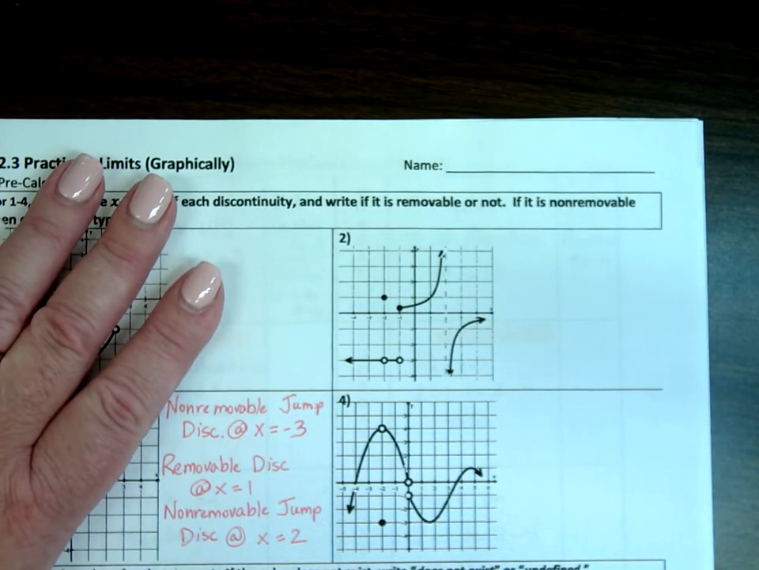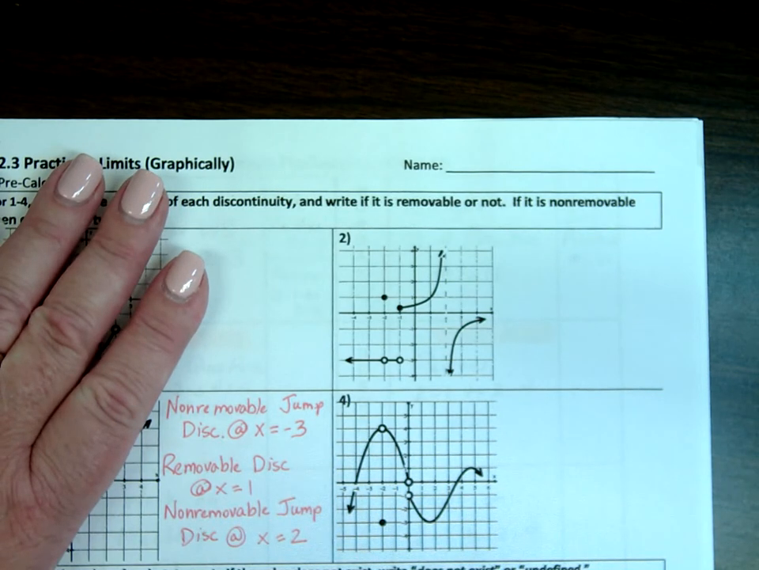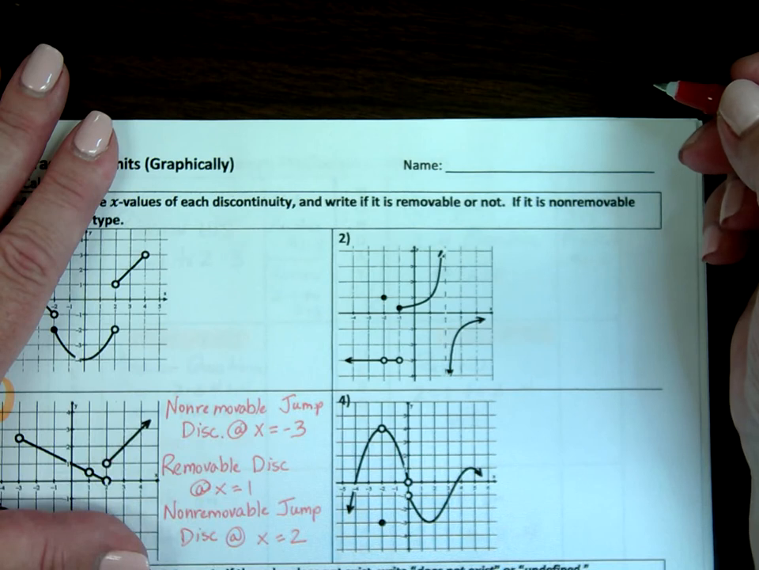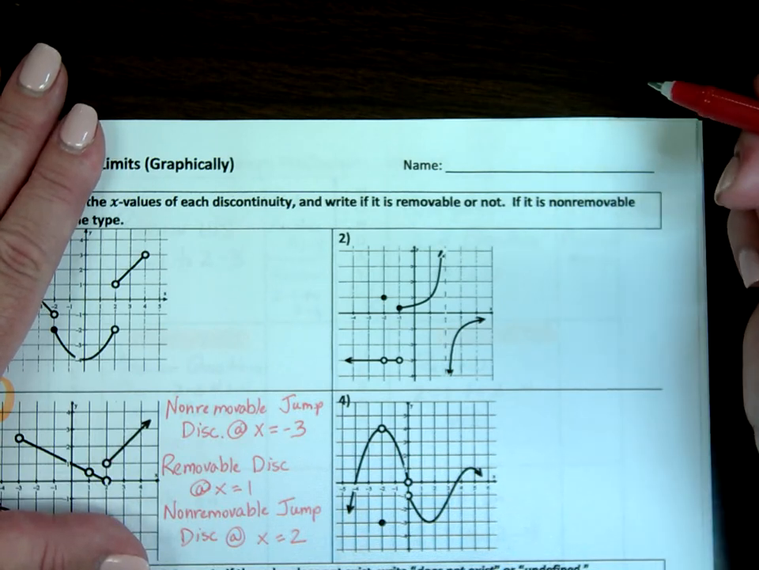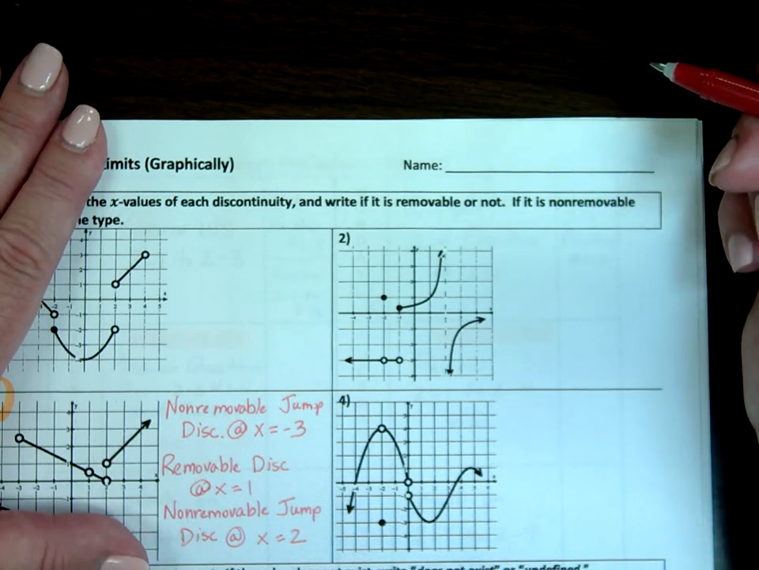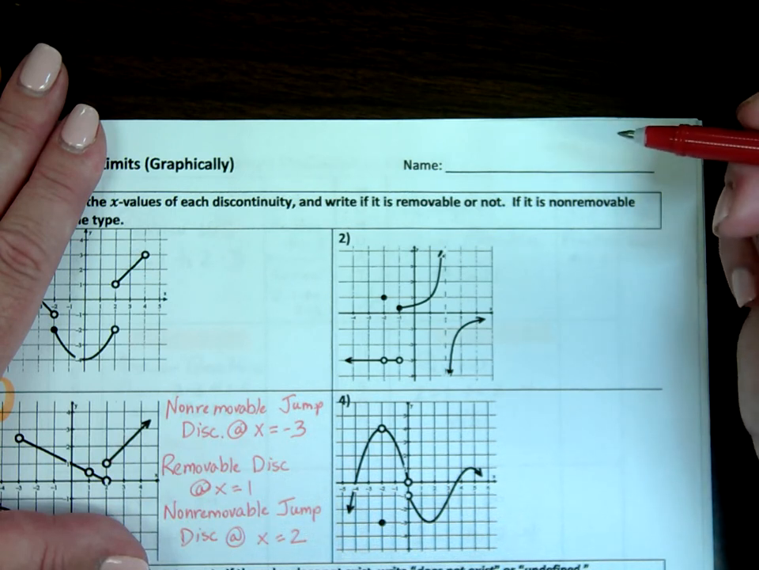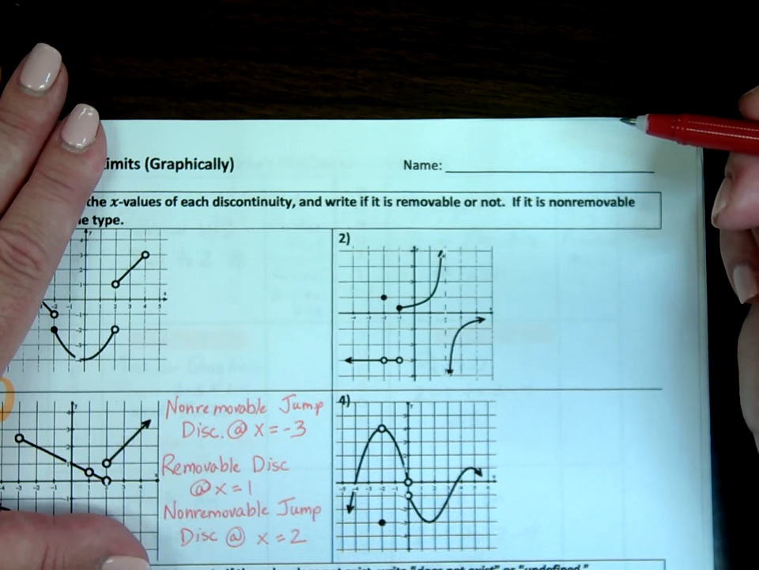Here comes number 2. There are 3 kinds of discontinuities. The first one is if you can plug the hole, it's called a removable discontinuity. If you are non-removable, there's 2 types of non-removable. The first one is a jump, and the second one is an infinite discontinuity. So 1 removable and 2 non-removable.